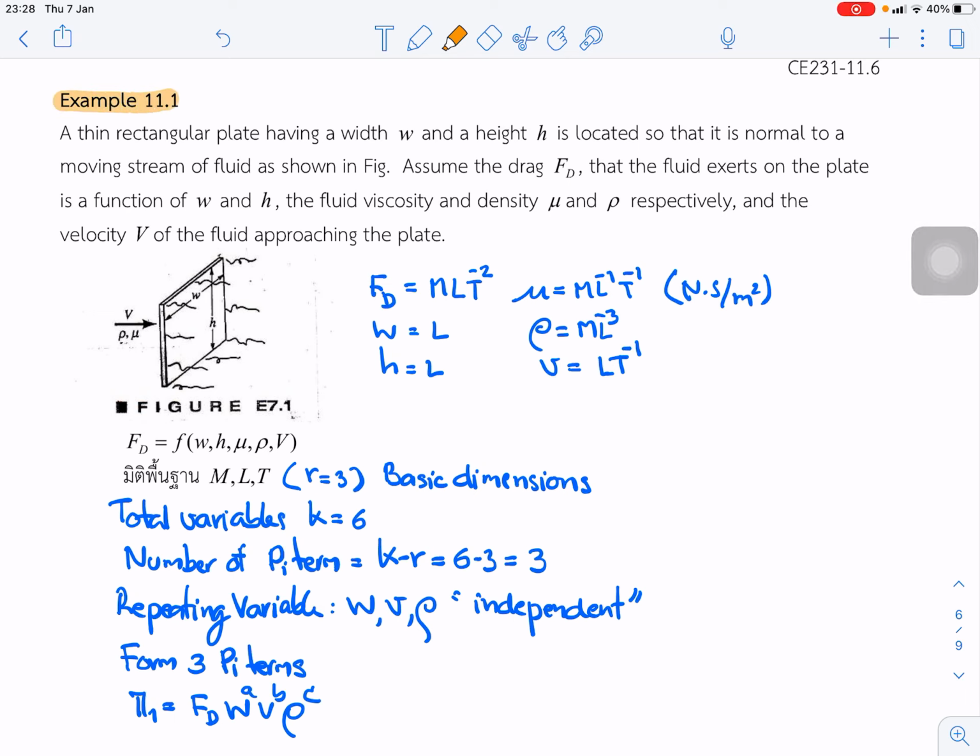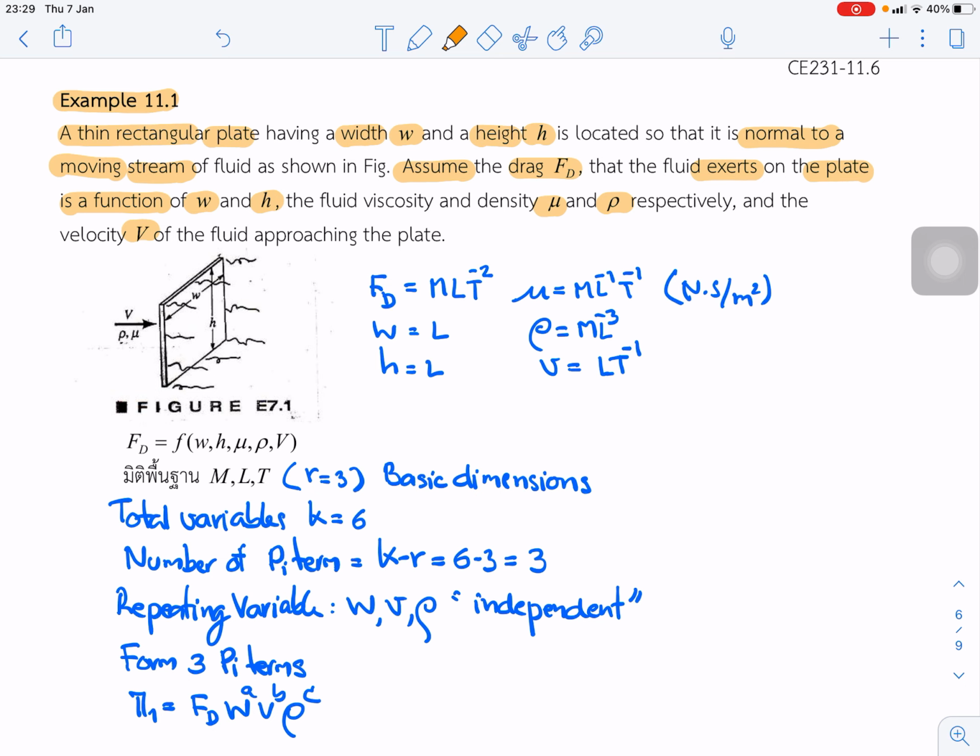The first example: a thin rectangular plate having a width of W and a height H is located so that it is normal to the moving stream of the fluid, as shown in the figure. Assume that the drag force Fd that the fluid exerts on the plate is a function of the width and height, the fluid viscosity mu, the density rho, and the velocity V of the fluid approaching the plate.